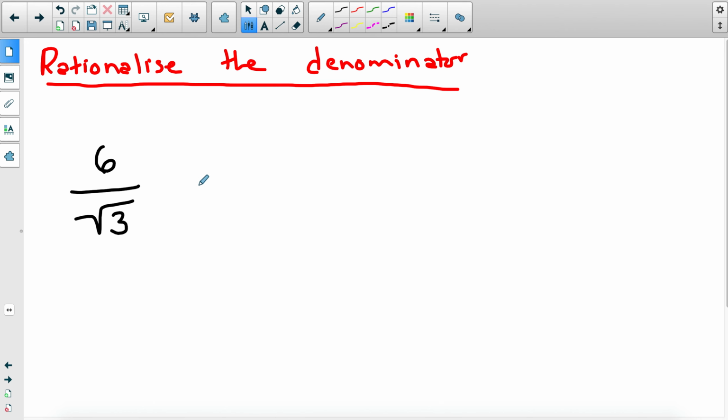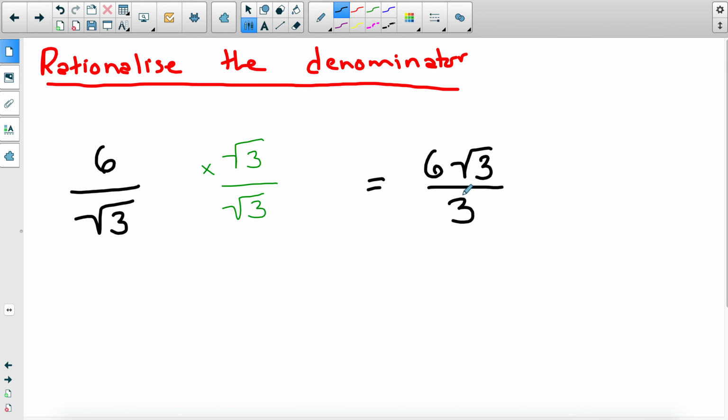It's the same idea as when you want to change the denominators to make them the same, for example. So you're going to multiply the numerator by square root of 3 and denominator by square root of 3. We do this because we don't want to change the value of this fraction. It's still going to be equal. We're just changing how it looks, but it's still the same value. So in this case, the square root of 3 and the square root of 3 will end up being 3, remember that? And then the numerator will be 6 square root of 3.